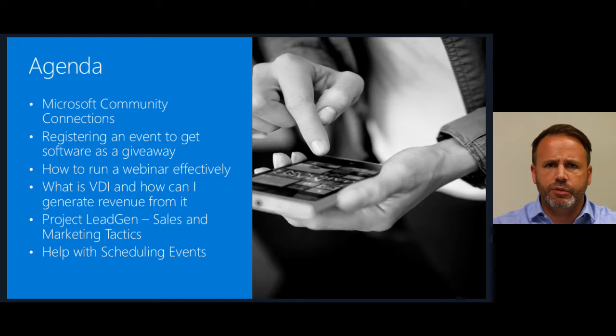So we'll cover Microsoft Community Connections. We just want to do a brief overview with that. Registering an event to get free software for your giveaway. Then we're going to run into how to run a webinar really effectively. And I'll get into that because some of the partners are really interested about that. I'm going to show you how to go from a 60% retention rate all the way up to a 99% retention rate for your full webinar. It's unheard of, but there's a couple tactics that I'm going to help you understand to be able to run those really effectively. Then we're going to get into VDI, virtual desktop infrastructure, and how you can generate revenue from it, and then lastly help with scheduling events.